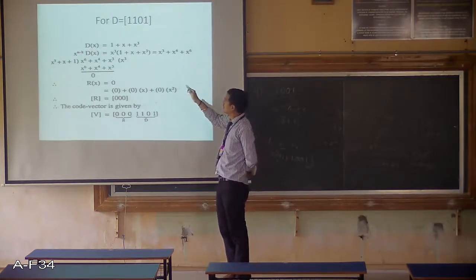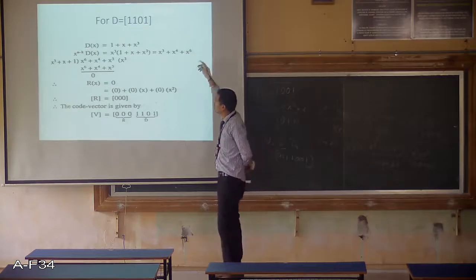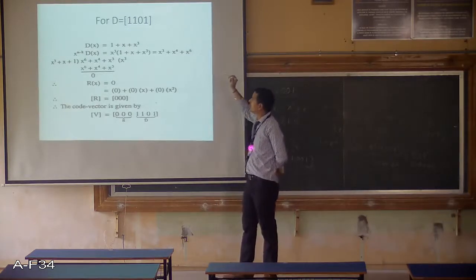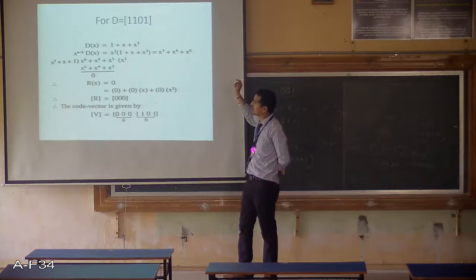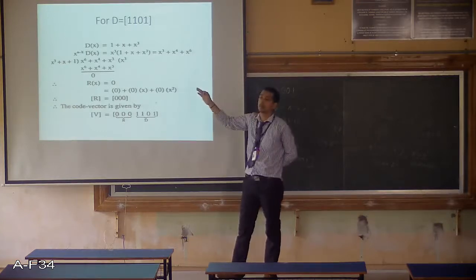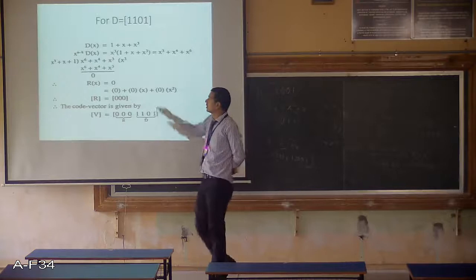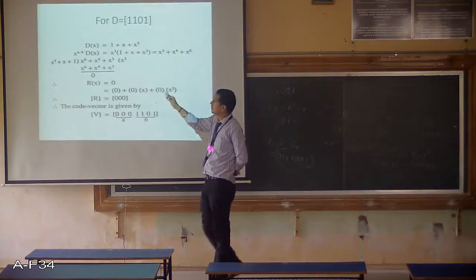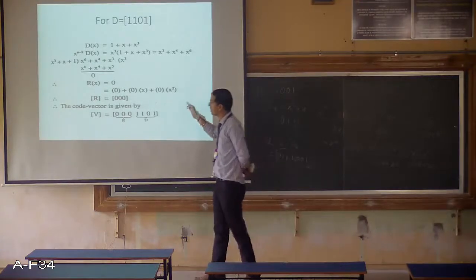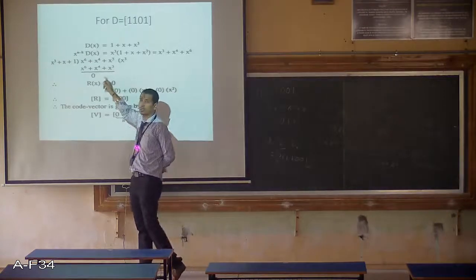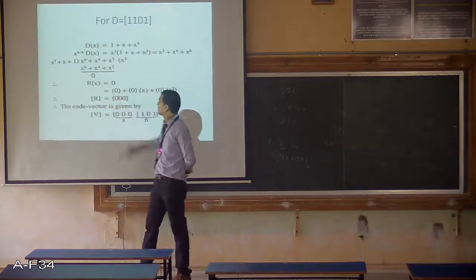Multiply it with the d of x. I'll have the resulting vector equation x cube plus x power 4 plus x power 6. I have to divide it by g of x. G of x, that is x cube plus x plus 1. After division, I'll have 0 here, and hence r of x is 0.